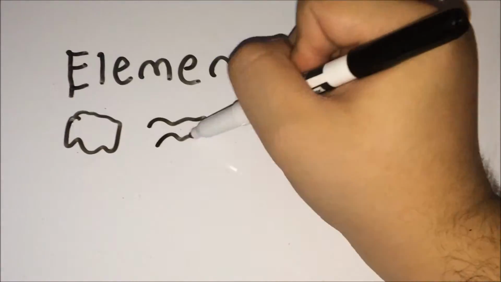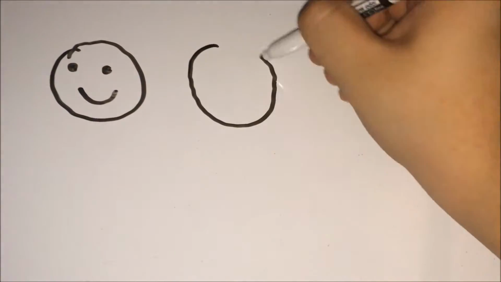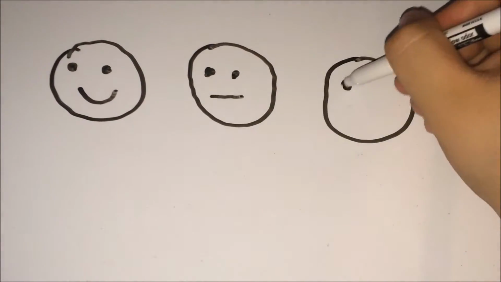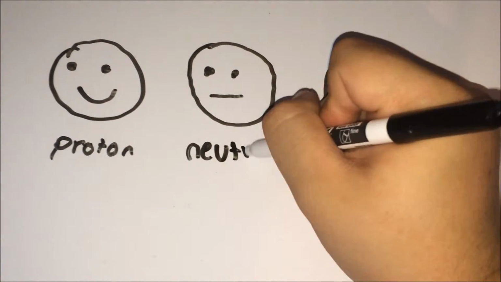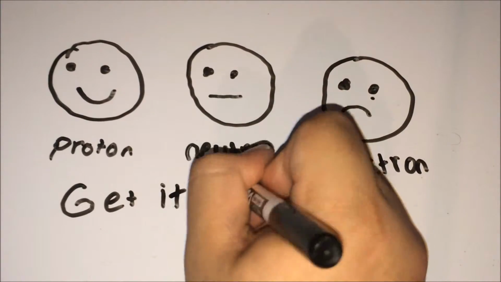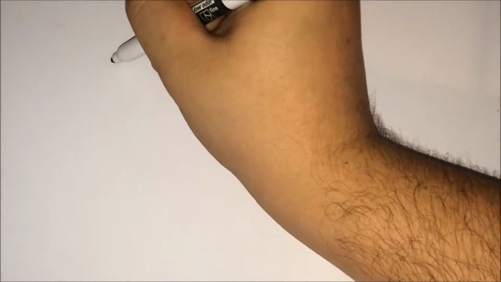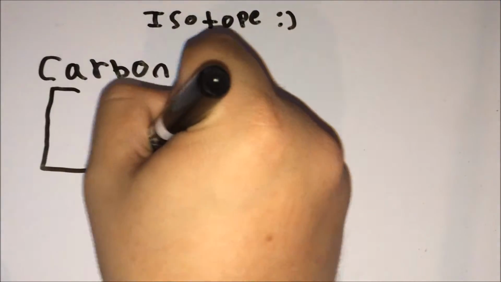Elements: earth, wind, fire, and water. Nah, I'm just playing. I'm not talking about those elements. I'm actually talking about the most simple form of an atom that can't be broken down anymore by standard chemical means: protons, neutrons, and electrons. If you haven't seen my previous video, check it out where I explain what these are. Link in the description. Today we're talking about isotopes, specifically what it means and how scientists use these isotopes.